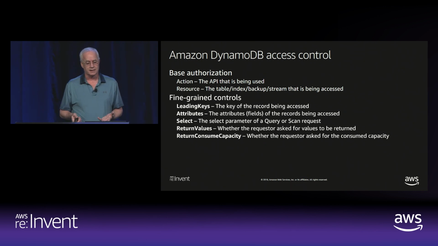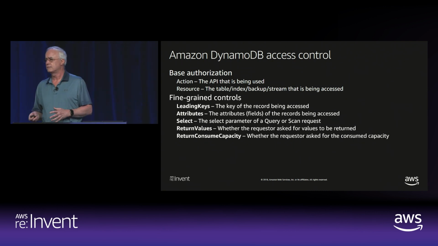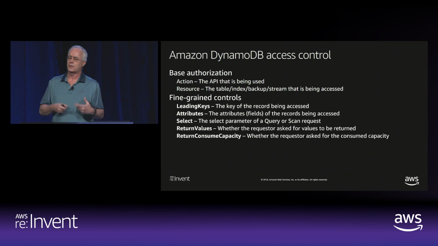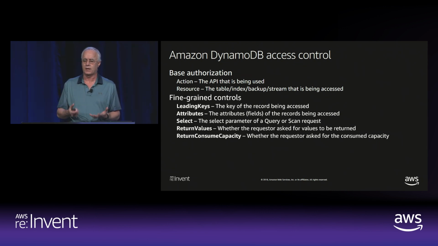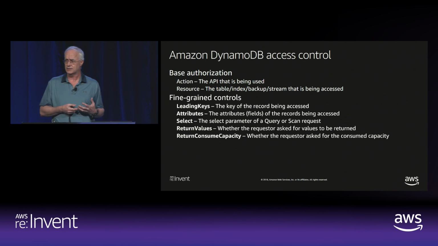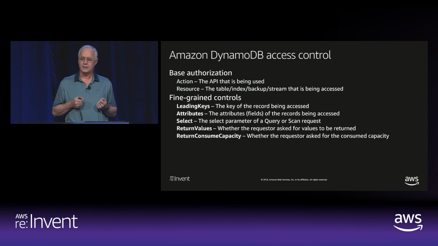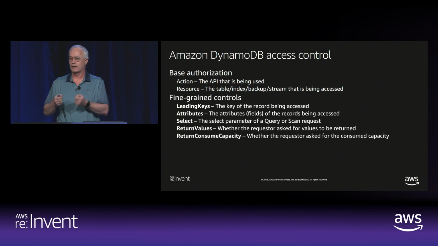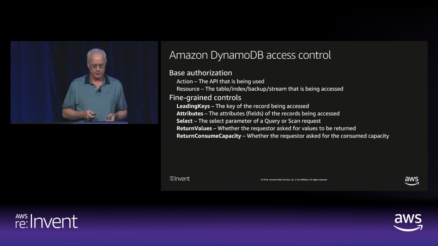The select lets you control the select parameter on a query or scan request. Return values lets you control what values are returned when you make a request to Dynamo. For update item, you can ask for the old values to be returned back. The main purpose of having this context key is to allow a model where you have write-only access, where someone's allowed to update the table but not see the old values. I can say they have update permissions, but they're not allowed to ask for any return values. That's its primary purpose.